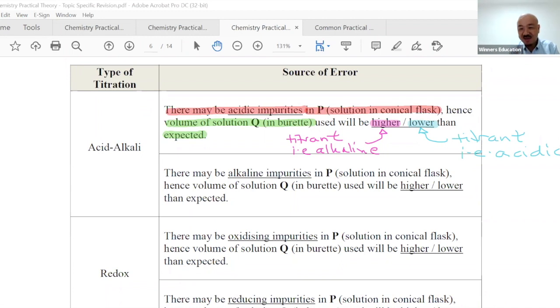Okay. Let's do it one more time. This time, light blue is where my titrant, my burette, look at the top first, is acidic. So my conical flask, sodium hydroxide, is alkaline. There might be some acidic impurity inside there that will react with my alkaline. Are you with me? So my sodium hydroxide is less. Makes sense. So when it is less, on top, come down, also need less to react. So the value will be smaller. Make sense to you?